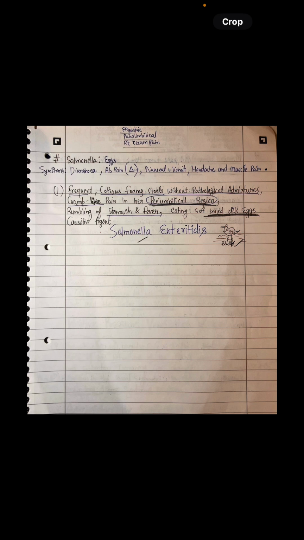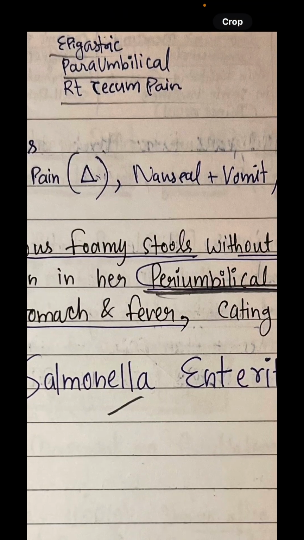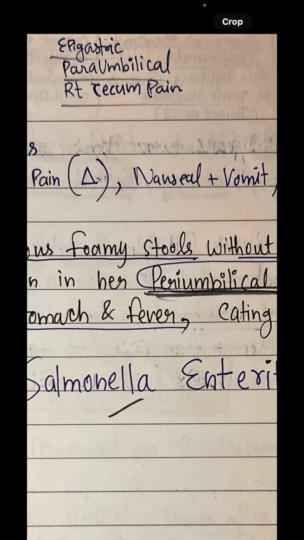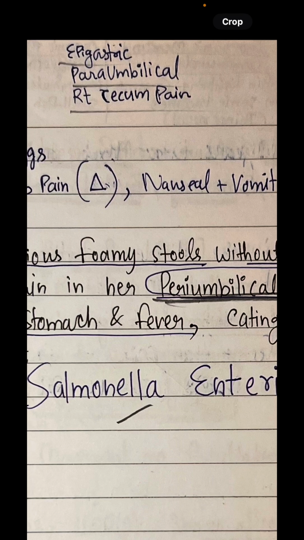The main symptom you are going to see in cases of Salmonella is the pain, for which there is the abdominal pain triangle. The pain triangle is the pain in the epigastric region, the pain in the umbilical or para-umbilical region, and the pain in the right cecum or right iliac region. So this is the triangle of Salmonella which you have to remember. Other things you may forget.